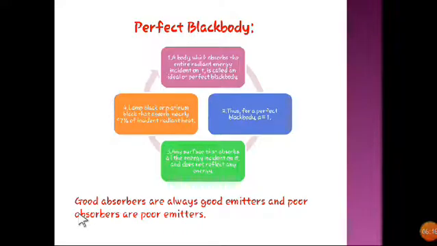Now, good absorbers are always good emitters and poor absorbers are poor emitters. What is the meaning of this? Good absorbers are always good emitters. Consider one example. Suppose two bodies are there. One body is polished and the second body is painted black, and the same amount of energy is given to both of them, or both are at the same temperature.